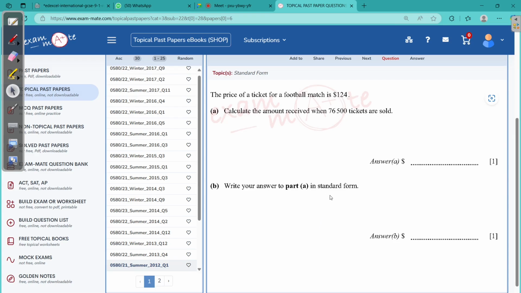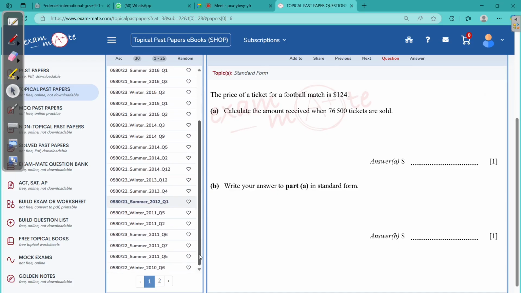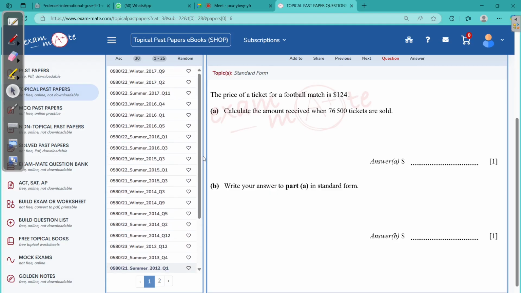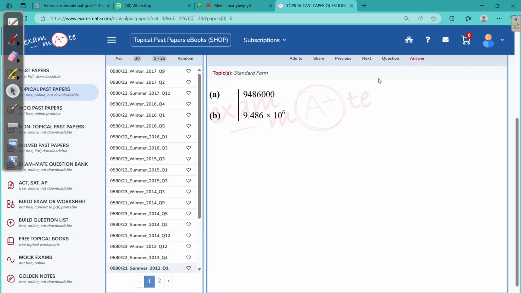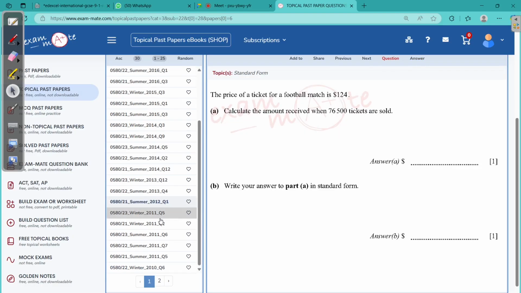Okay, write it in standard form, the B bit. So 9.486, you divide by 10. 9.486 times 10 to the power of 6. Correct, absolutely correct.